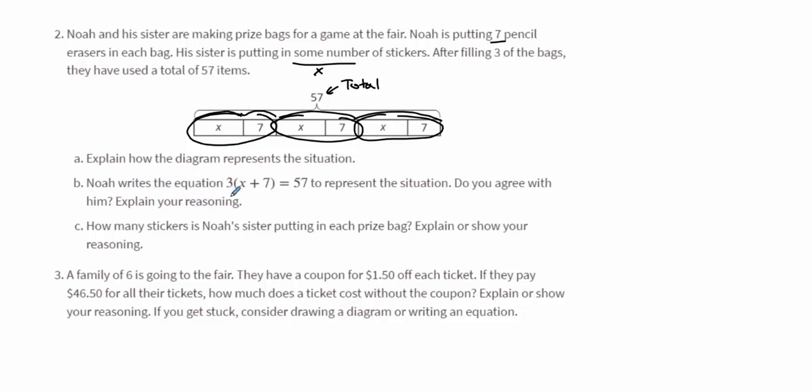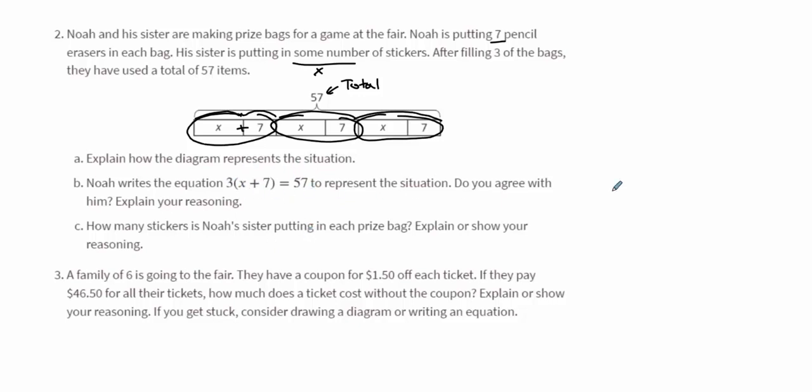Noah writes the equation 3 times the quantity x plus 7 is equal to 57 to represent the situation. Do you agree with him? Well, if I look back at my tape diagram, I have 3 groups of x plus 7. Some number of stickers plus 7 pencil erasers in 3 bags. So here I have some number of stickers plus 7 pencil erasers times 3 bags for a total of 57. So yes, I would agree with Noah.